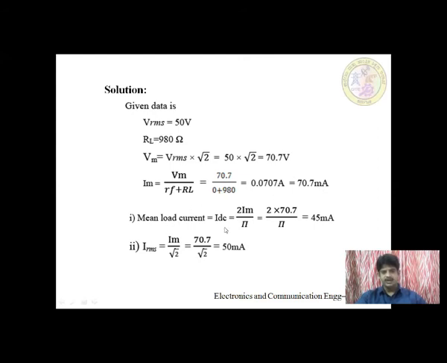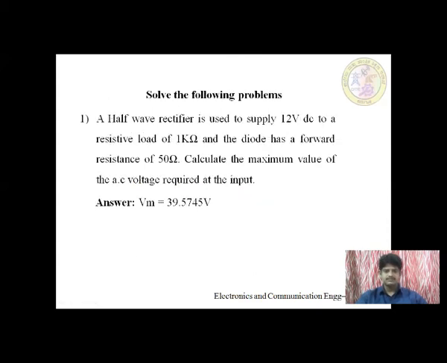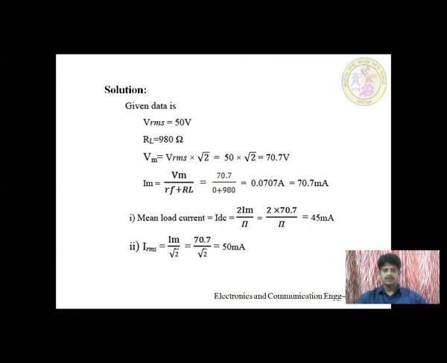Next, the mean load current, that's IDC. IDC is equal to 2 Im divided by pi. Im value is 70.7, so 2 into 70.7 divided by pi. The output will be 45 milliamps. Next, IRMS. IRMS is equal to Im by root 2. Im value is 70.7 divided by root 2. When you calculate, you will get 50 milliamps. So this is the solution for the fifth question.